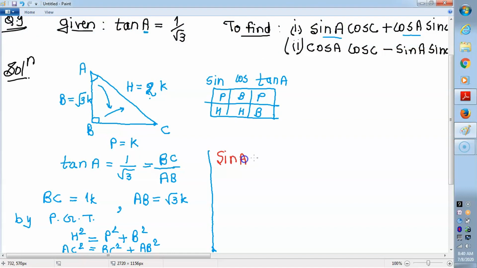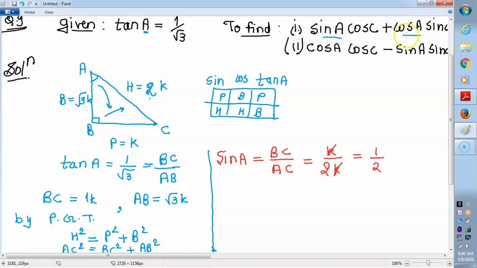From the small table, the relation is perpendicular upon hypotenuse, no? So which is perpendicular? BC upon hypotenuse, which is AC. Value of BC is K. Value of AC is 2K. K and K get cancelled. Sin A will be 1 by 2.